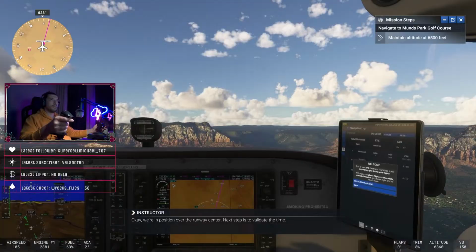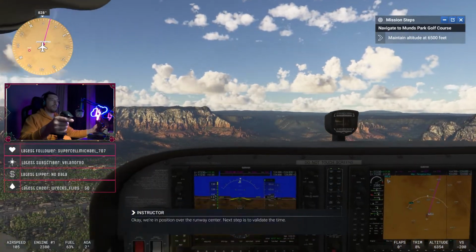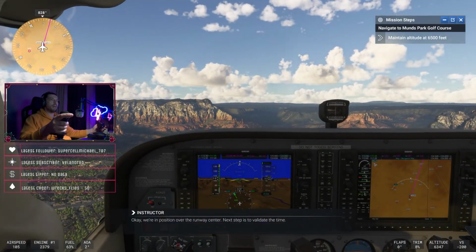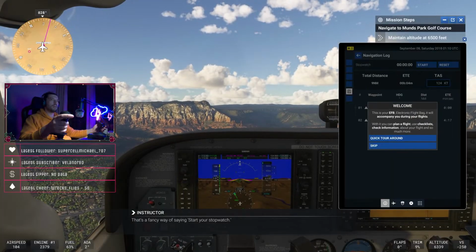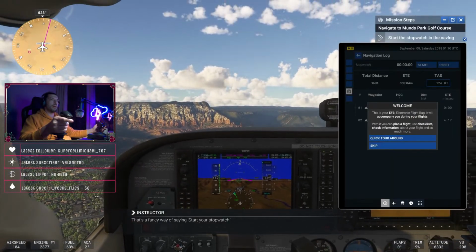Okay, we're in position over the runway center. Next step is to validate the time. That's a fancy way of saying start your stopwatch.